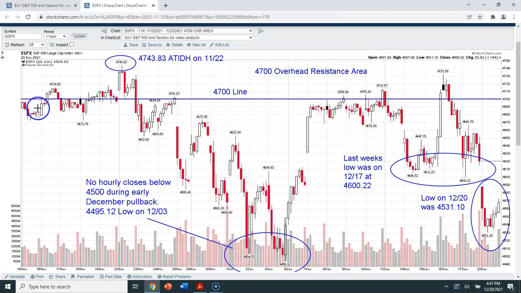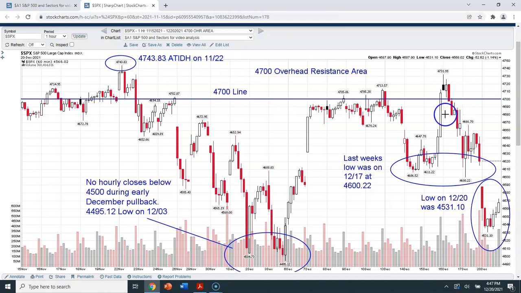Now, just to finish this up on this particular chart, 4,700, this area has been our real overhead resistance area for a couple of months now, and 4,743.83, that is our current all-time intraday high. We hit that back on November 22nd. Of course, sold off from there, rallied back to the 4,700 level for a few days, and even was up above that last week. On the 16th, as you can see, 4,731.99. So we got kind of close to the all-time high that we hit back on the 22nd of November.